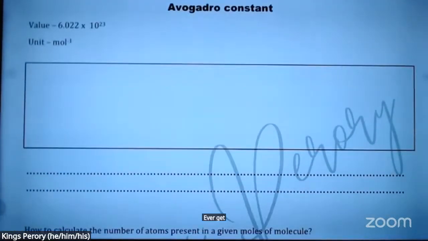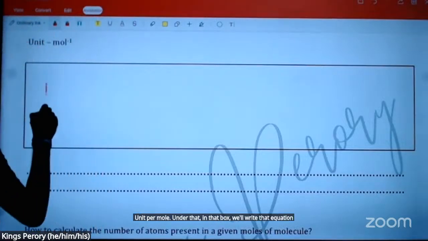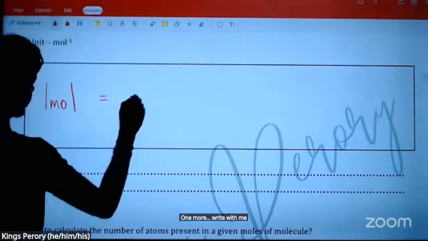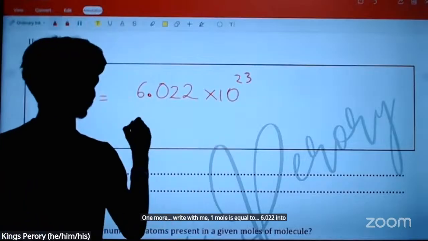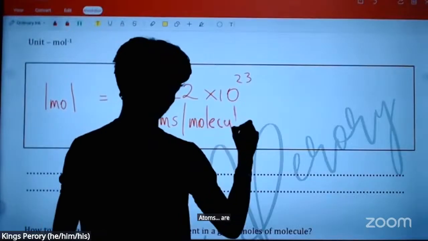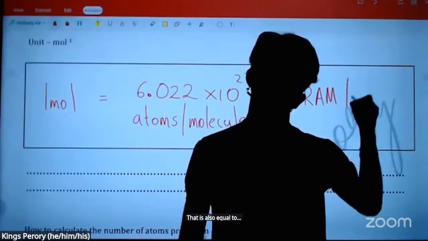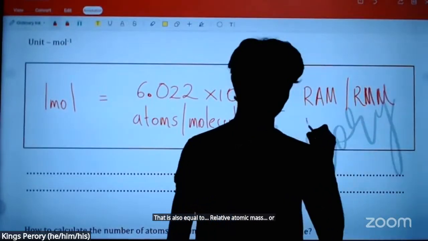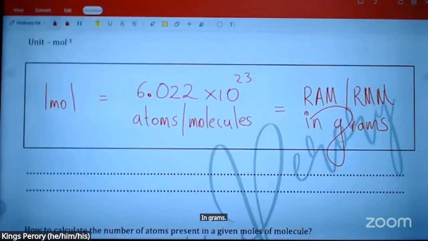Avogadro constant value: 6.022 into 10 to the power 23, unit per mole. Under that, in that box, we'll write that equation and keep. Write with me: 1 mole is equal to 6.022 into 10 to the power 23 atoms or molecules, that is also equal to relative atomic mass or relative molecular mass in grams. Write this equation and keep.